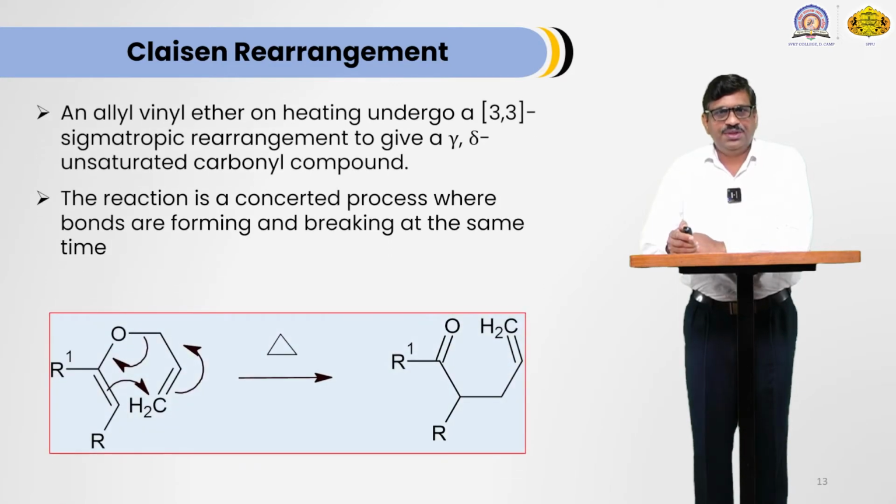Now Claisen rearrangement is the rearrangement of allyl vinyl ether. This allyl vinyl ether on heat treatment undergoes 3,3 sigmatropic rearrangement, and there is formation of gamma, delta unsaturated carbonyl compound. The reaction has a concerted mechanism, in which all bond breaking and bond formation take place simultaneously.